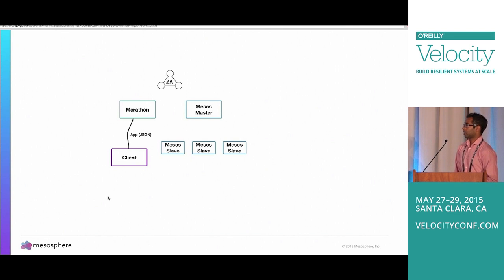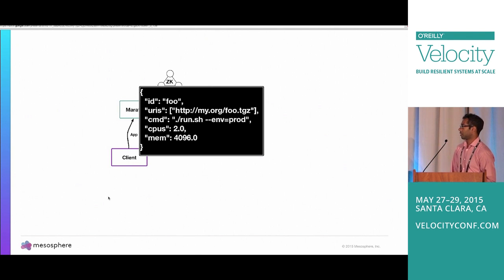And then our client comes along, and he's using the REST API, and he has an application definition, which is in JSON. Something like this. So this is similar to the example we saw earlier. It's an arbitrary table. We have a command, some parameters, a number of CPUs, amount of memory.